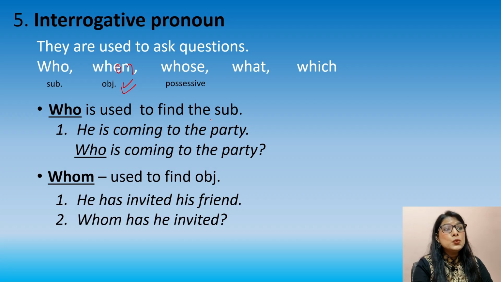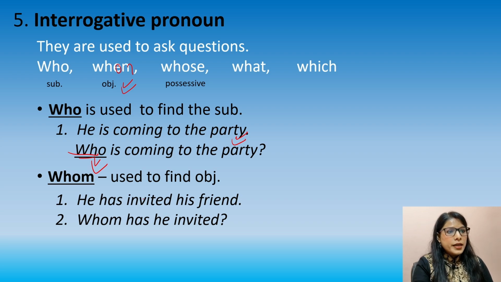Who is used to find the subject. हम who का यूज करते हैं when we find the subject, when we ask the question who is this. तो he is coming to the party, this is the answer and we have used here who is coming to the party. कौन आ रहा है पार्टी में? So that's why we use who as a subject and whom we use as an object.